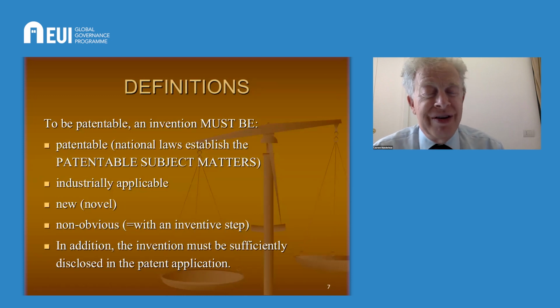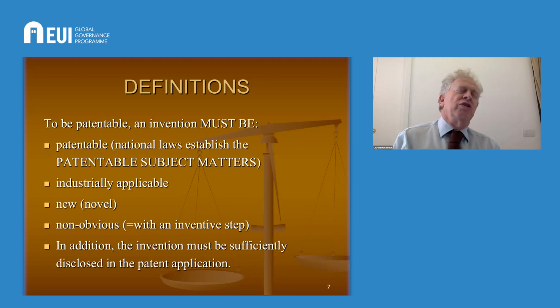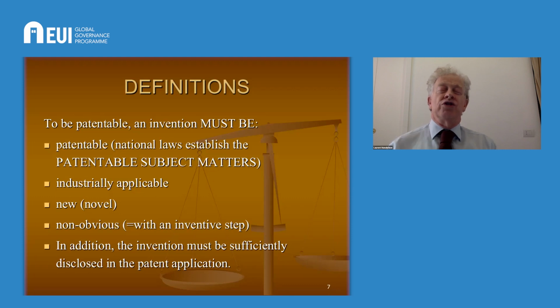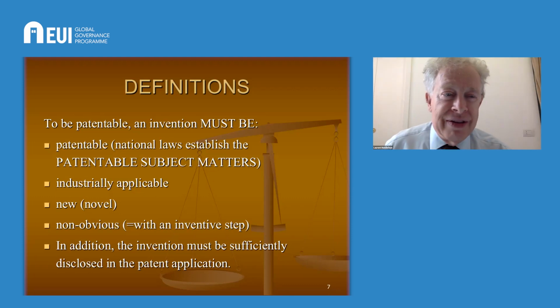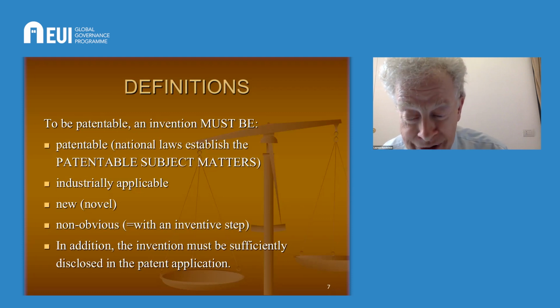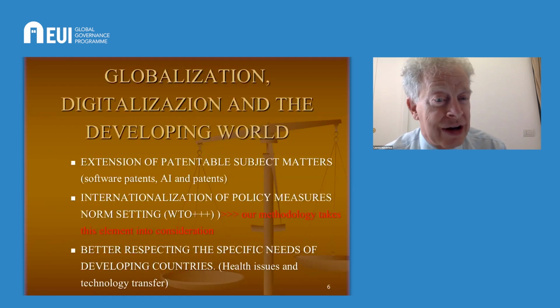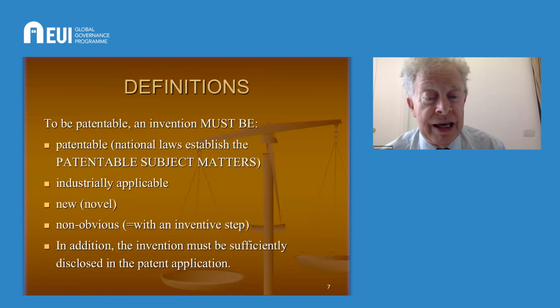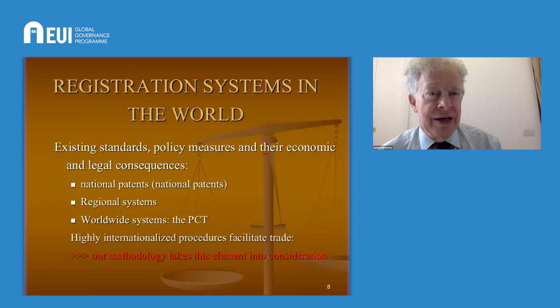In addition, the invention should be sufficiently disclosed in the patent application so that possible clients can understand what there is in it, and also so that researchers do not reinvent the wheel. On these 5 criteria, most of our countries are harmonized, and we don't need for the methodology to move anything there. Whereas in the country, in the examination and in the applications, there is a lot to say.